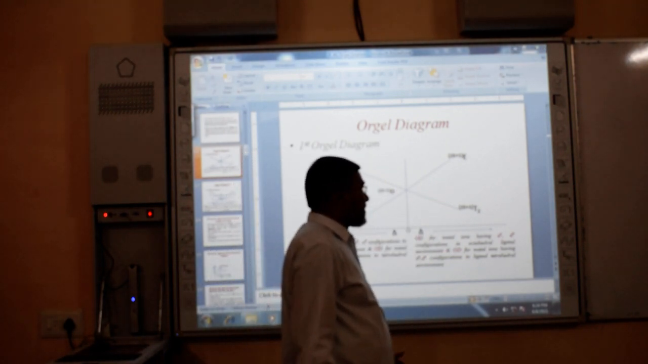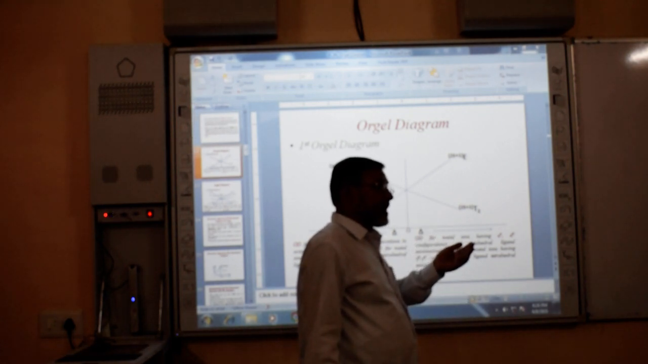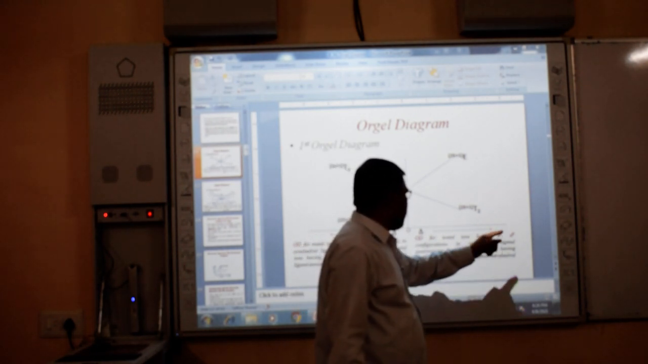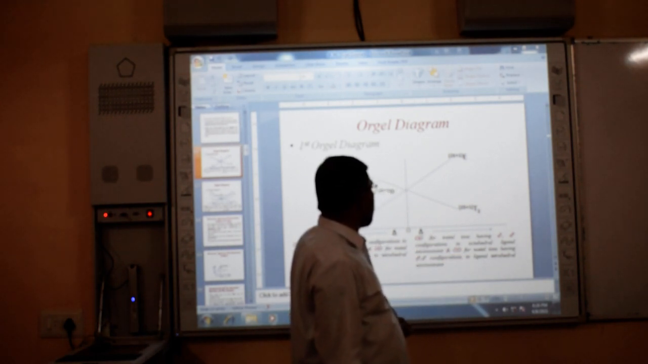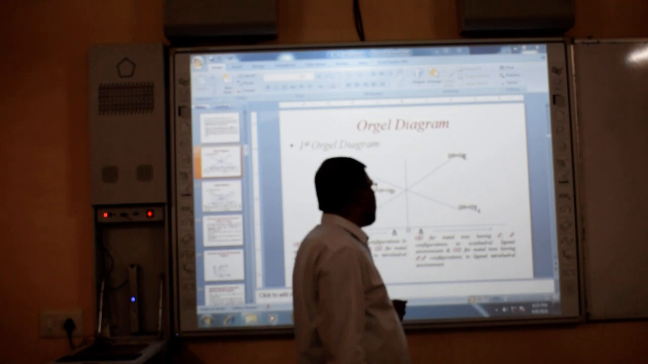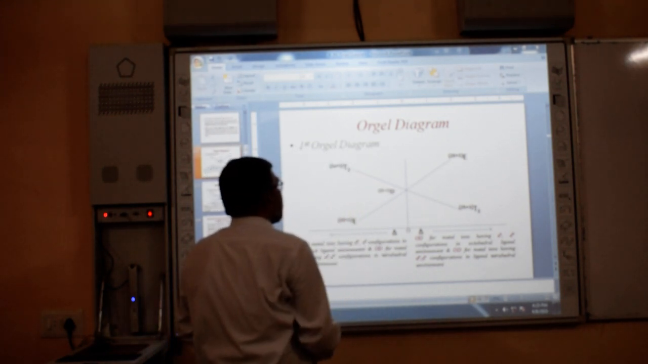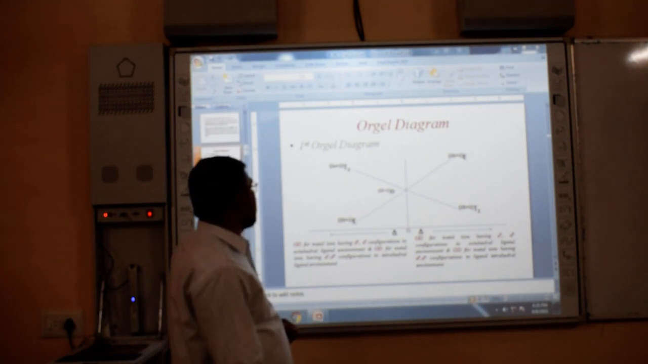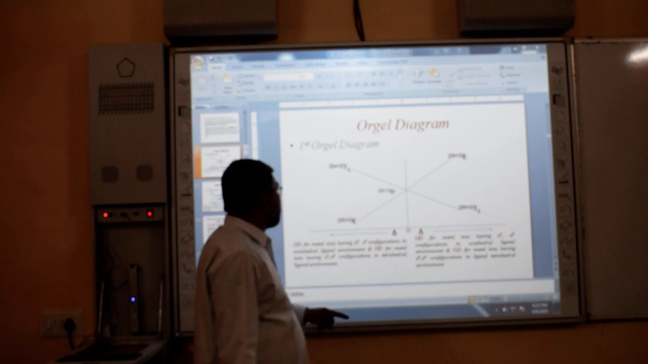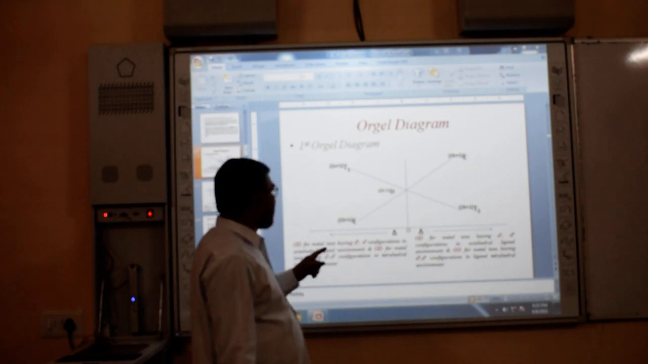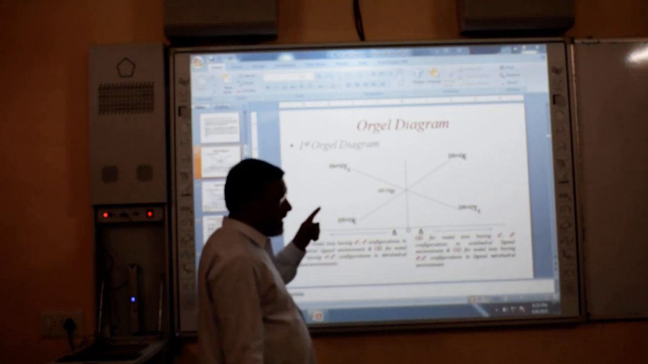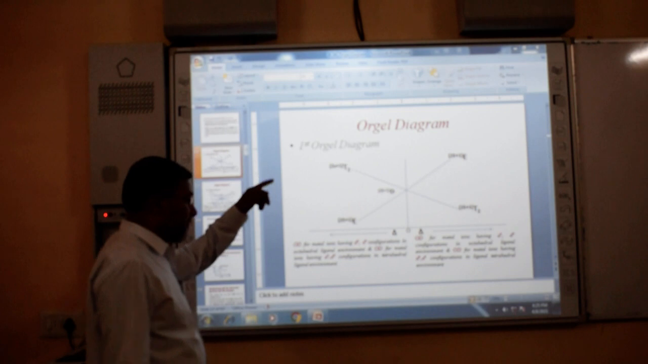The right half of the first Orgel diagram is used to interpret the electronic spectra of transition metal complexes in which the metal ion has d1 or d6 configuration in the octahedral ligand field environment and d4, d9 configuration in tetrahedral ligand field environment. And the left half of the first Orgel diagram is used for metal ions with d4 or d9 configuration in octahedral ligand field environment and d1, d6 configuration in tetrahedral ligand field environment. This is the first Orgel diagram.